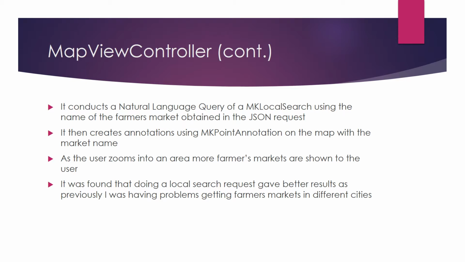From the hits that I get using the MKLocalSearch, I create annotations using MKPointAnnotation on the map with the market name. Then as the user zooms into an area, more farmers markets are shown to the user, because only a certain number of annotations can be shown in the initial zoom level, and as we zoom in, we see there's actually more results there. As I said, I found doing a local search request gave better results, as previously I was having problems getting farmers markets in different cities from doing a map search.